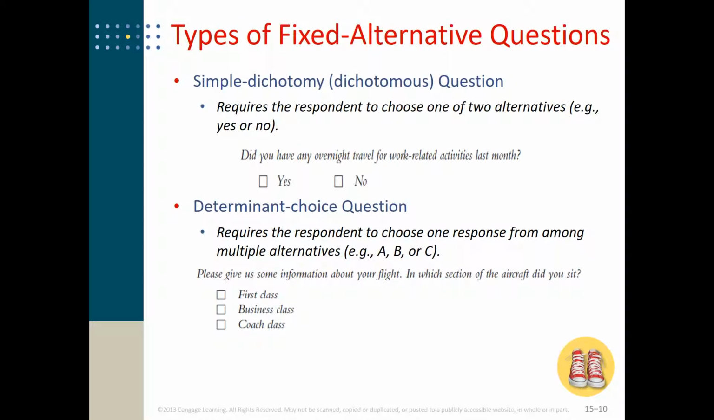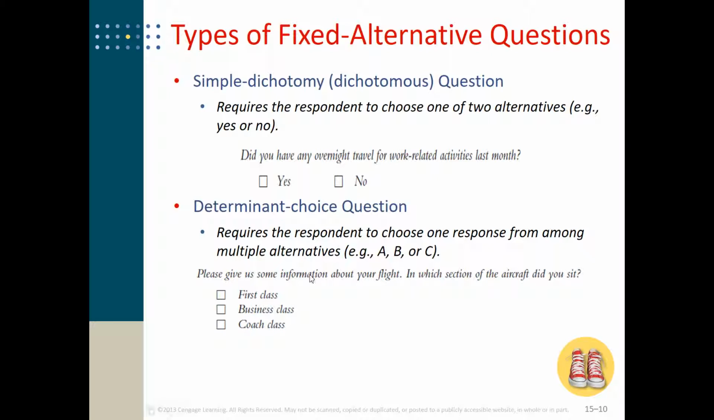There are four, I think, different types of fixed alternative questions: simple dichotomy question, determinant choice question, then frequency determination question, and last of all, checklist question. So first of all is simple dichotomy question. Simple dichotomy question means there will be just two answers and the respondent will choose one of them. For example, did you have any overnight travel for work-related activities last month? Yes, no. So respondents are asked to choose one of the answers. This is simple dichotomy question.